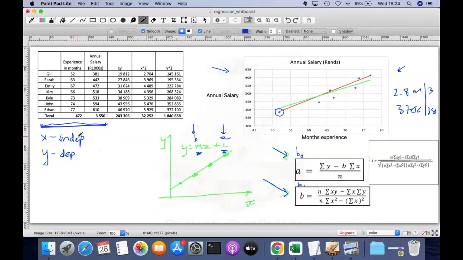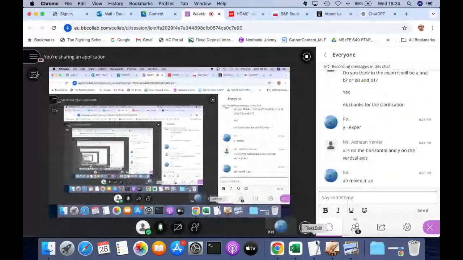So whichever one affects the other variable. In our case, experience affects your salary. So that's your independent variable. Your X is actually your experience, and your salary will be your Y. Does that make sense?